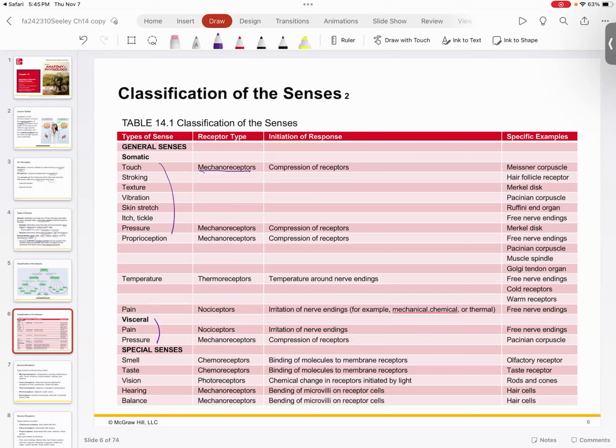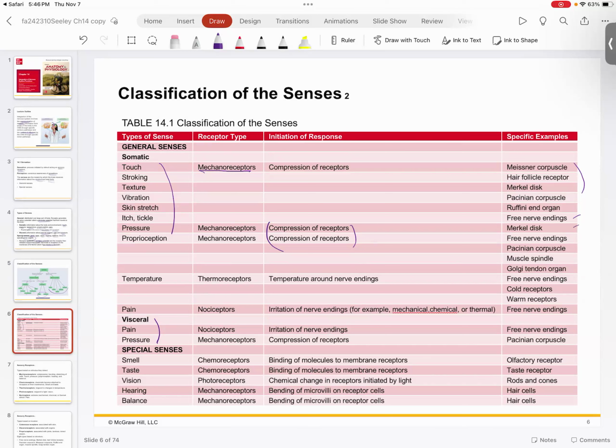And so that's where the compression of the receptor comes in. So a squeeze, for instance, or a manipulation of a physical distortion of the receptor is what creates and activates the receptor. And then over here, we have specific types of structures that will create this. For instance, the Meissner corpuscle in skin is the touch receptor. The hair follicle receptor is a stroking receptor. Texture is coming from the Merkel disc, again, in the skin. The Pacinian corpuscle is also in the skin. The Ruffini end organ is a kind of a stretch organ. You have free nerve endings in the skin.